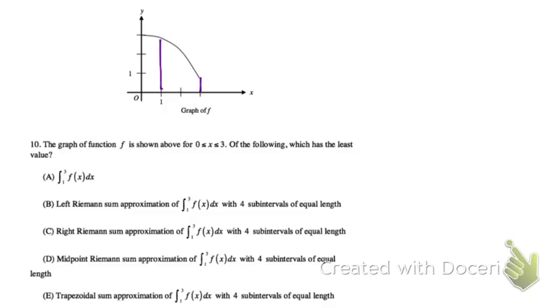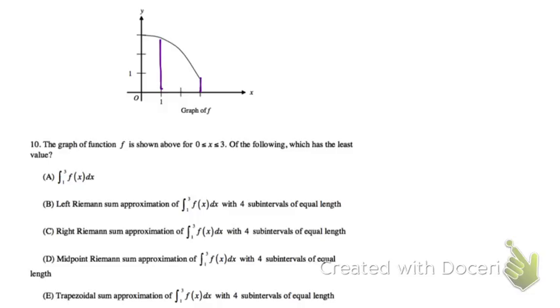Part B says a left Riemann sum approximation with 4 subintervals. So 4 subintervals from the left would be coming from the left, from the left, from the left, from the left. So notice that these are all above the curve. It's all an over approximation. So I don't think this would be the least value, because part A was the exact area, which was not an over approximation. So that one was definitely smaller than B. So obviously this one's an over approximation. That's probably not going to be the smallest value.